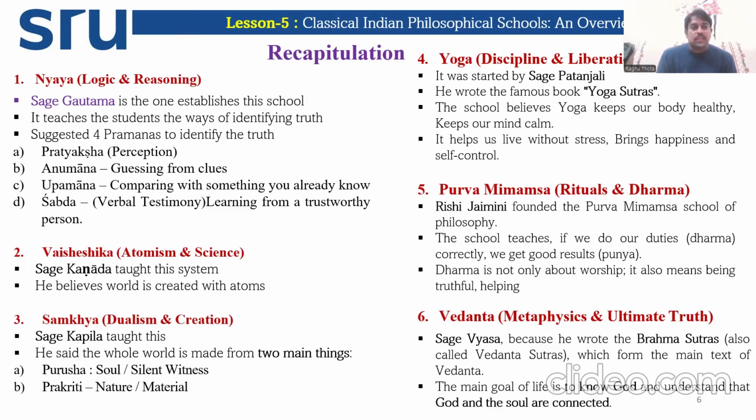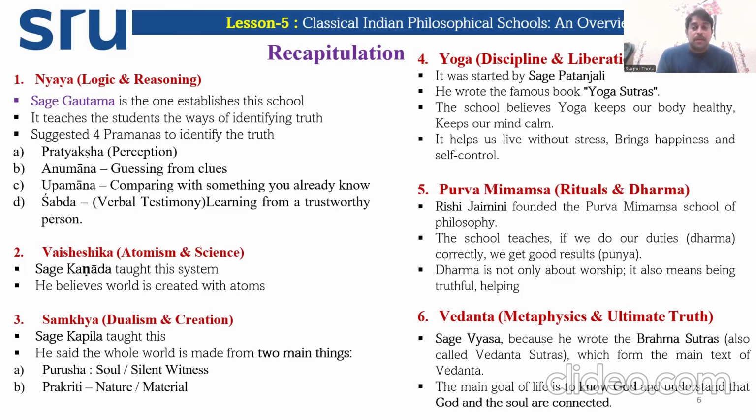For example, if you take the school of Nyaya, which focuses on logic and reasoning, sage Gautama established a school during the ancient time. It teaches the students the different ways of identifying the truth. For example, there was a crime. How to identify the truth behind the crime? They suggested 4 ways to identify the truth, which were called pramanas.